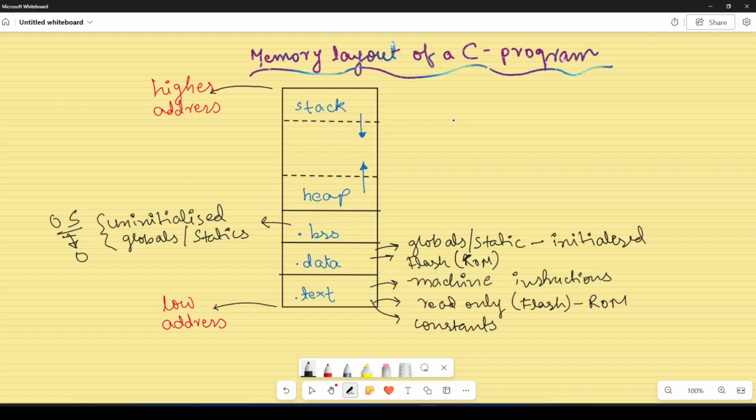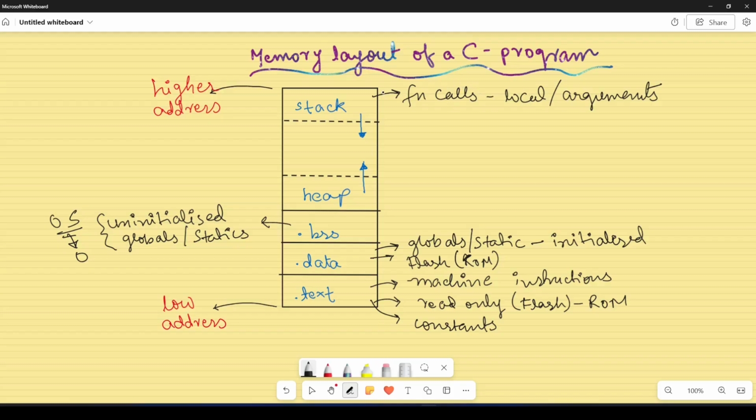So next comes the, we'll go to the stack segment first. The stack segment is responsible for all the function calls, right? Inside the function we have local variables, and we have the arguments passed to the function. So these all come into the stack memory, right?